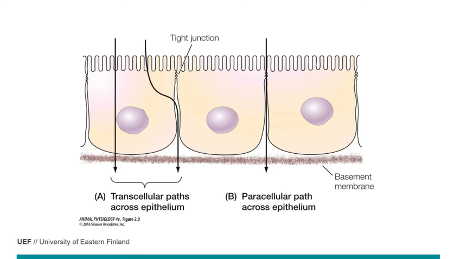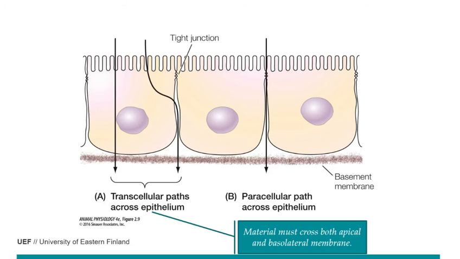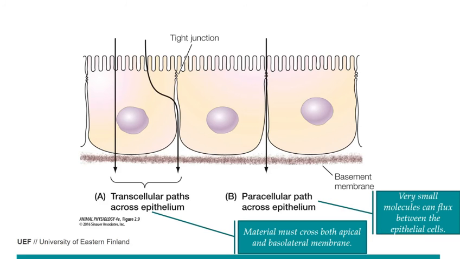And then, how can molecules be transported through this epithelia? Well, first of all, they must quite often cross both the apical and basolateral membrane. So we can increase the absorption with the microvilli, and there are also some transporters that are actively taking material from, for example, our intestine, and then transport it to the other side and to the blood vessel. But very small molecules can flux between the epithelial cells.